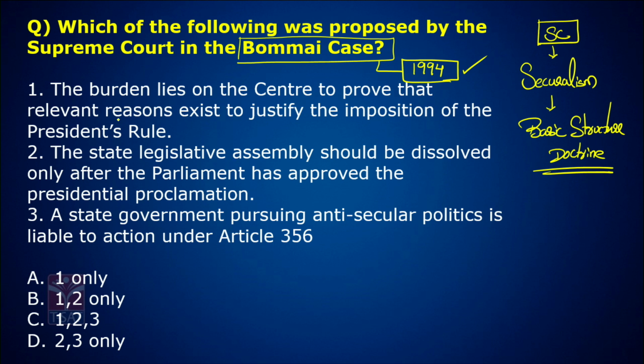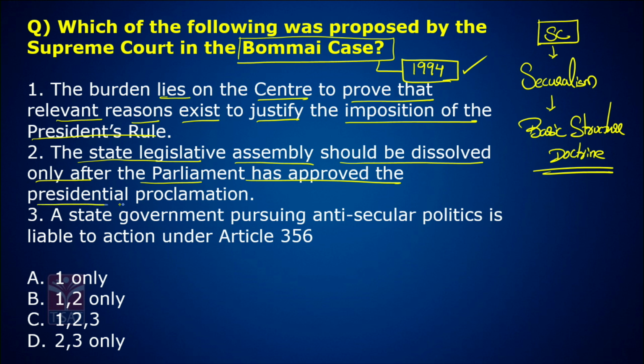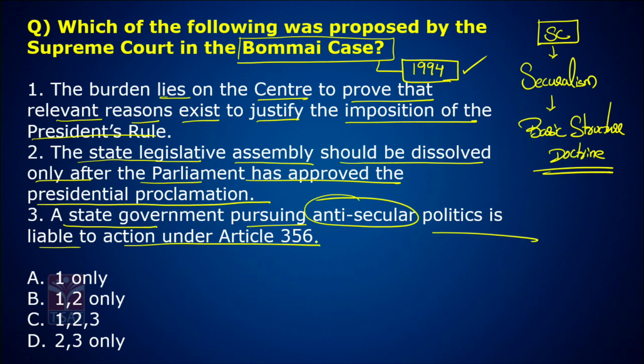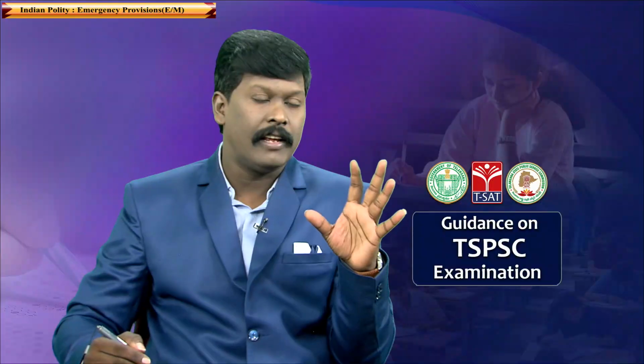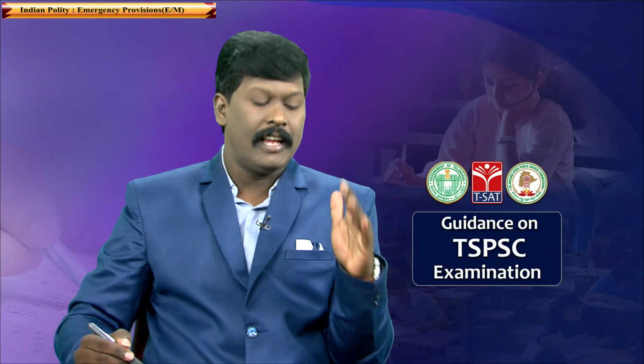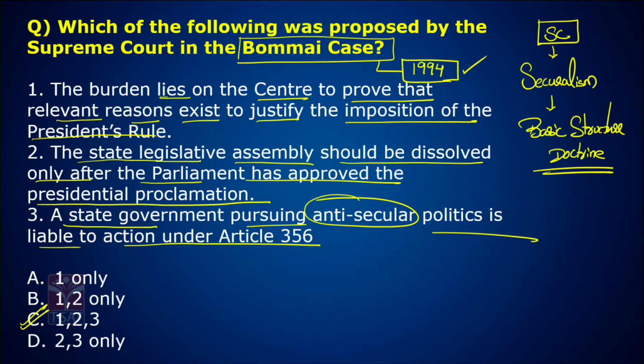1. The burden lies on the center to prove that relevant reasons exist to justify the imposition of the President's rule. 2. The state legislative assembly should be dissolved only after the Parliament has approved the presidential proclamation. 3. The state government pursuing anti-secular politics is liable to actions under Article 356. Firstly, let me reveal the answer, then explain this. The answer is C. All these are said by the Supreme Court in the Bommai case.